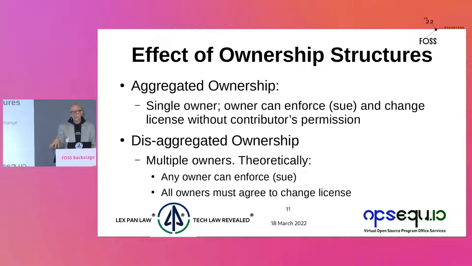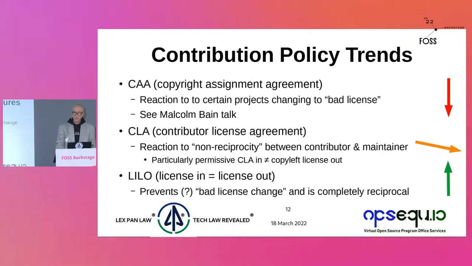If you disaggregate the ownership, those two questions become a little bit more complicated. To enforce the license, you have all these different IP owners, all the contributors, each have pieces of ownership in that code, and any one of them, theoretically, can go and enforce the license against somebody who's not following it. It's the same with the change of the license. Theoretically, you have to get the permission of every one of those contributors to make a change of the license. Now, that could be good or that could be bad, depending on your perspective on whether you think changing the license is a good or a bad idea. Same with enforcing the license against people who don't follow it.